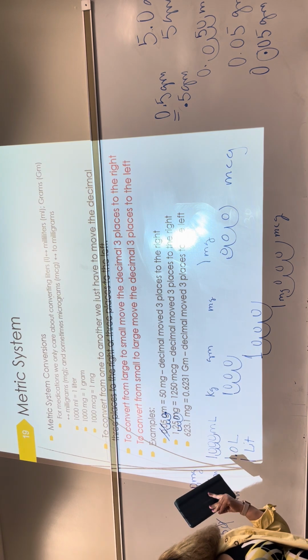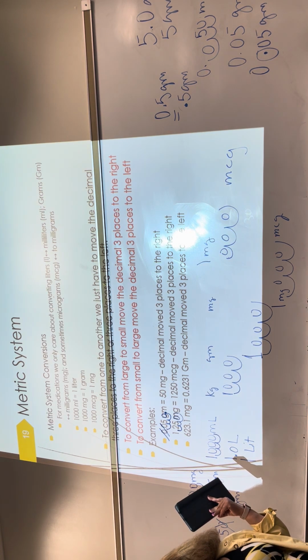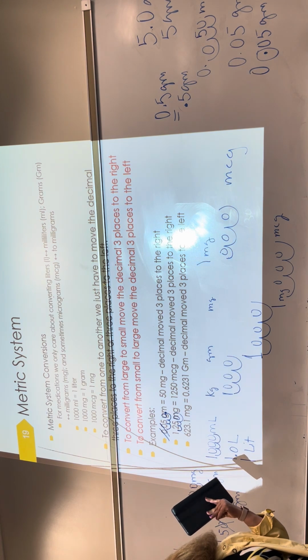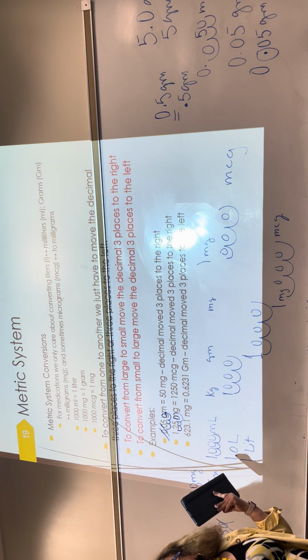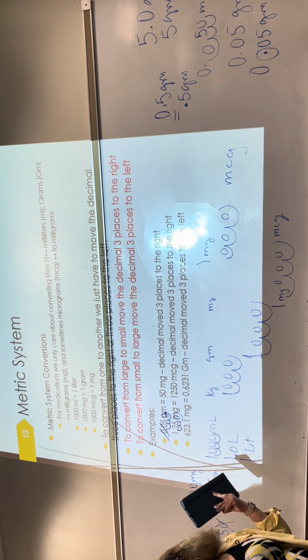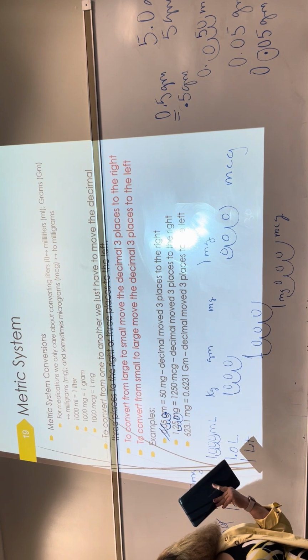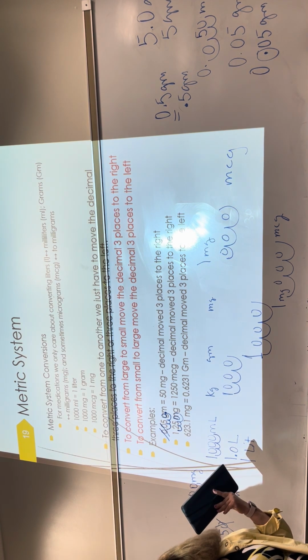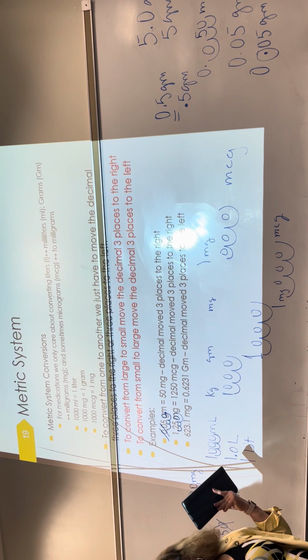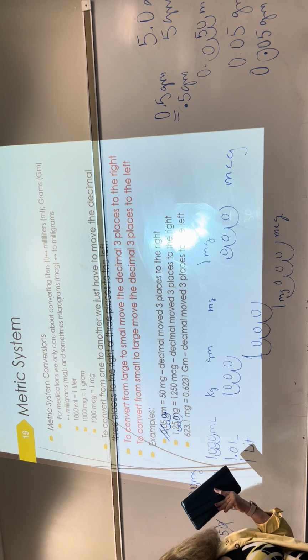Is this clear? In theory, you write gram as GM, but in dosage calculation it's just G. No, GM. Did you hear what she said? Write GM for gram. I see some people write a capital G. Let's put it lowercase, GM, because that's what you're going to see in the hospital. GM, lowercase, not a big G. Is that clear, guys?